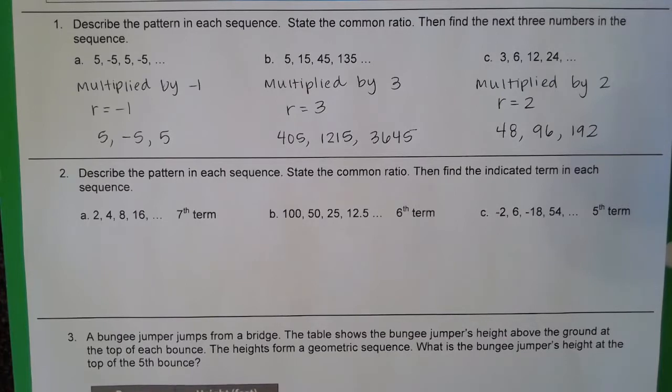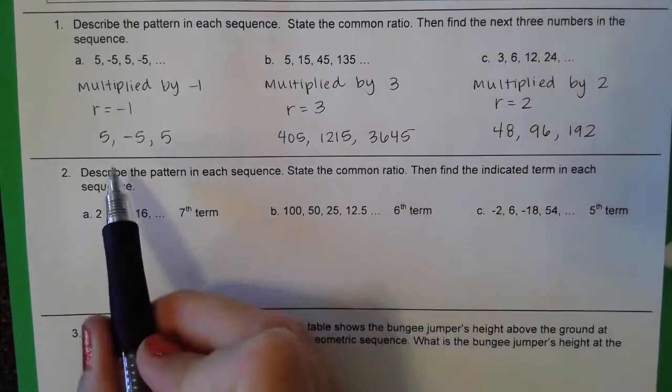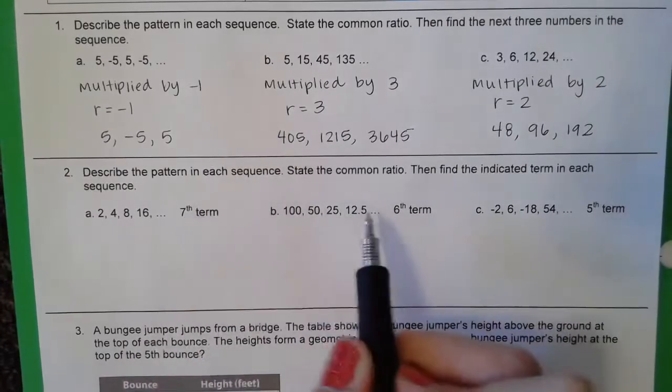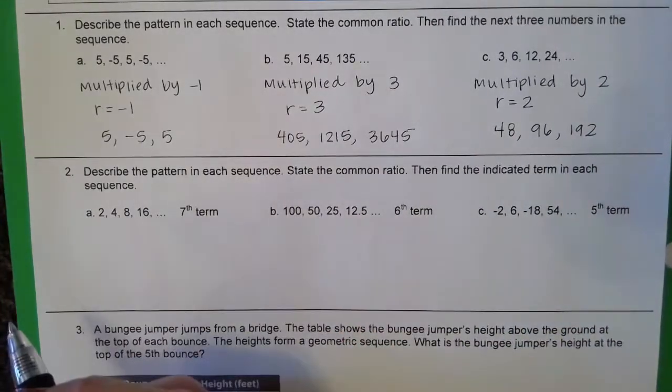In question number 2, we're performing a similar task. It says to describe the pattern in each sequence, state the common ratio, and then find the indicated term in each sequence. So the only thing that will be different is that in this last step, instead of listing out the next 3 numbers in the list, we're just going to find the 7th number. We're just going to find the 6th number that would be in the list.